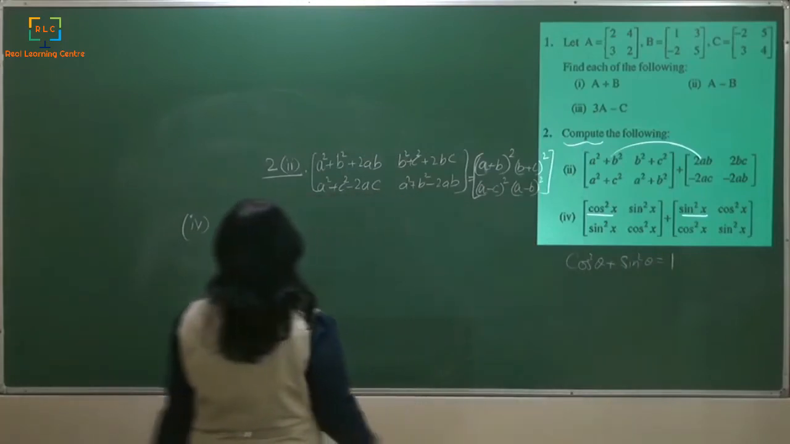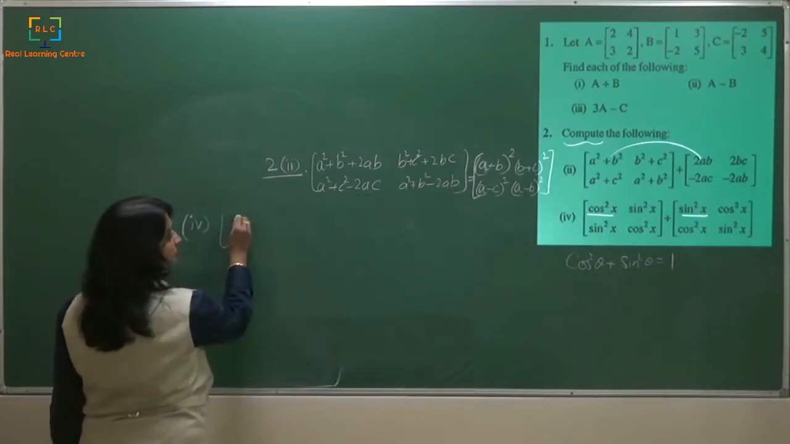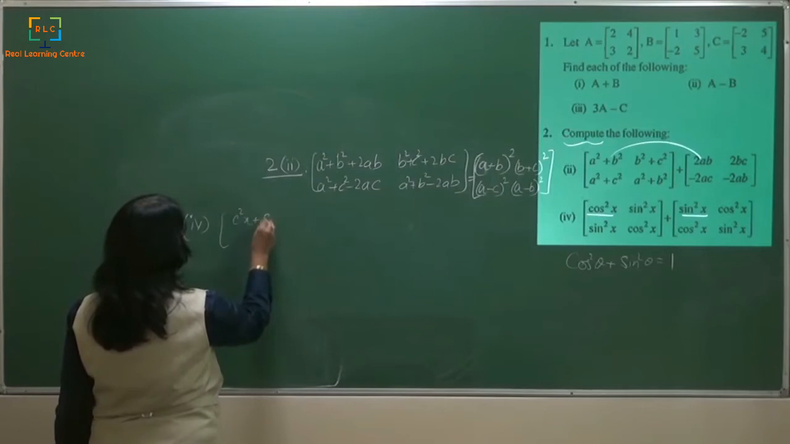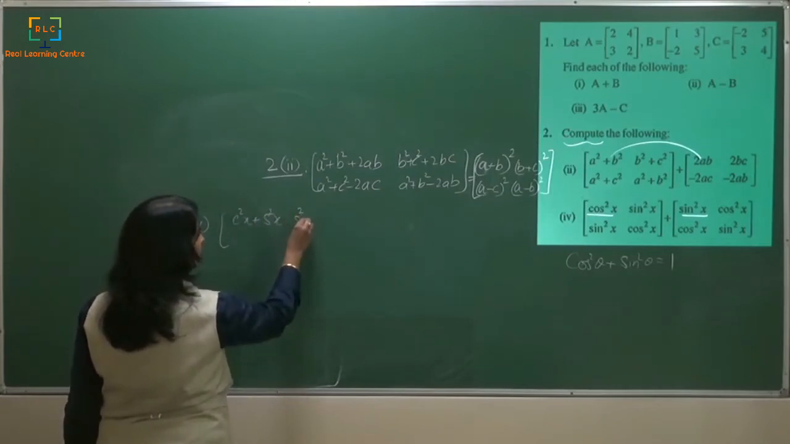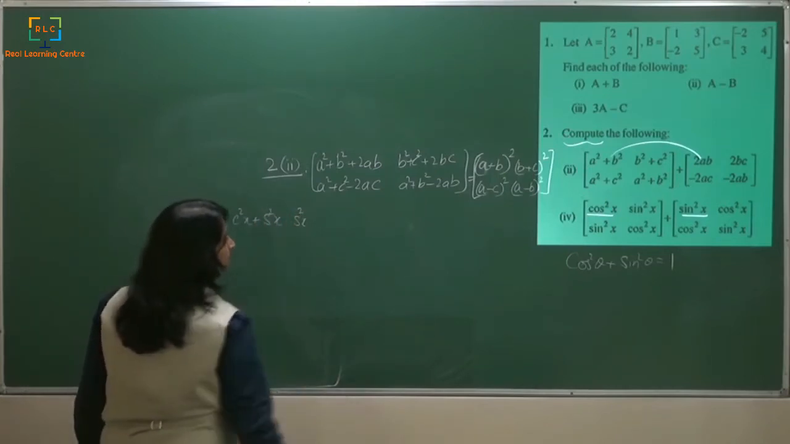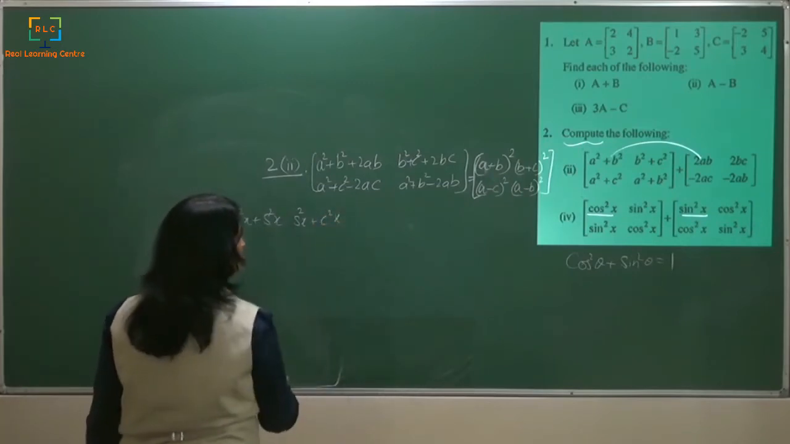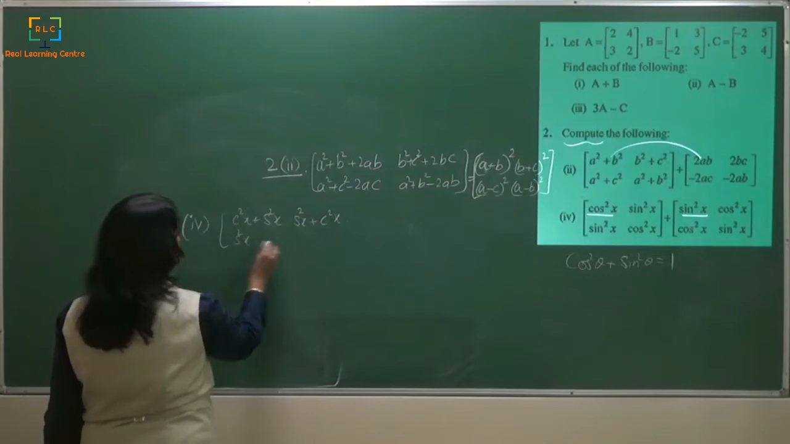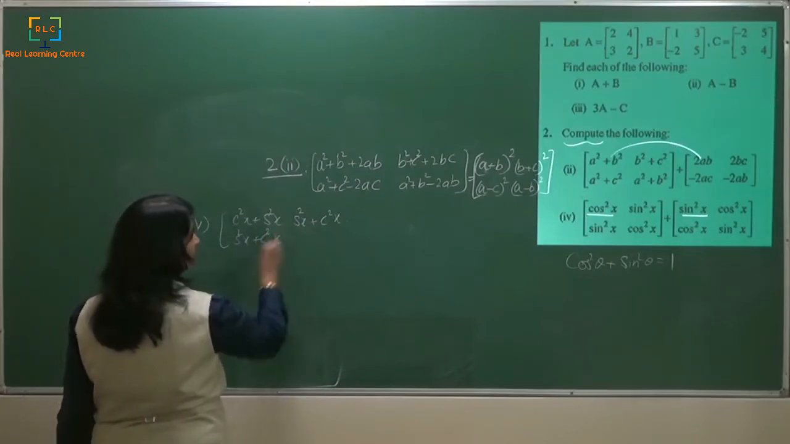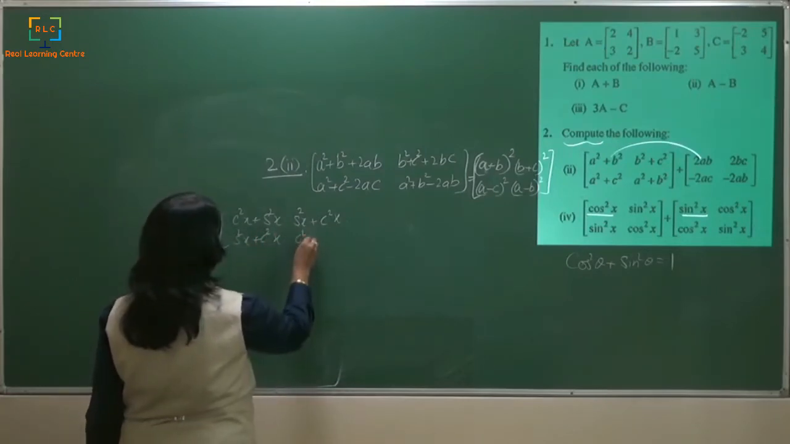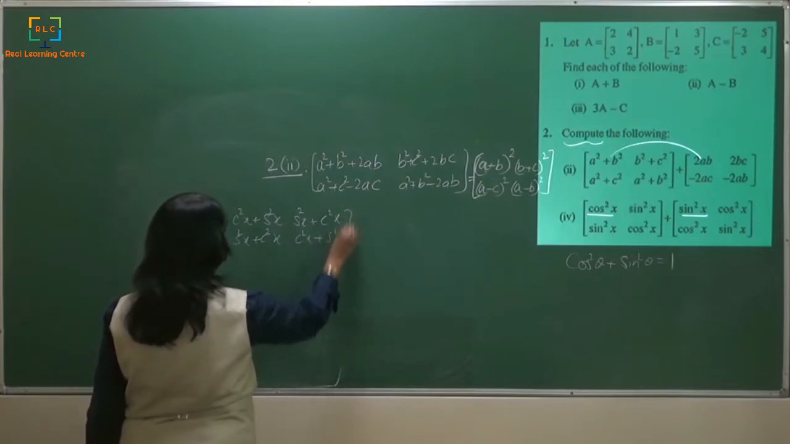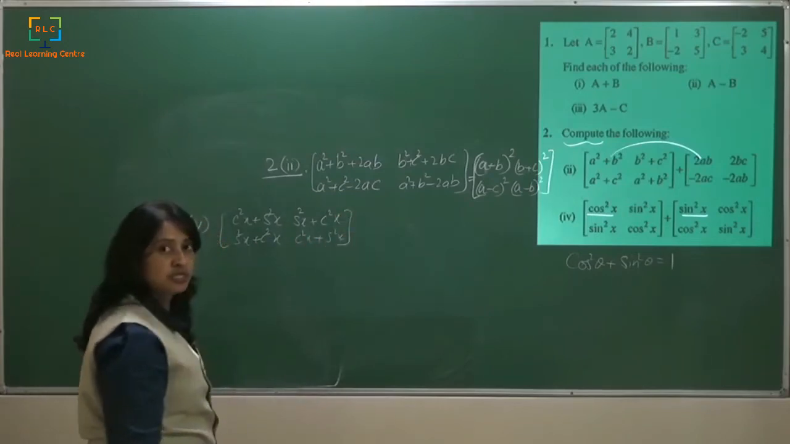When I use that, it is like this. You have cos square x plus sin square x. Then you have sin square x plus cos square x, once again the same thing. Then sin square x plus cos square x, then cos square x plus sin square x. Each one is equal to 1.